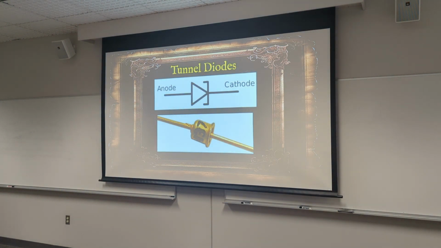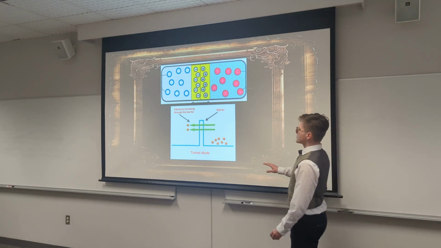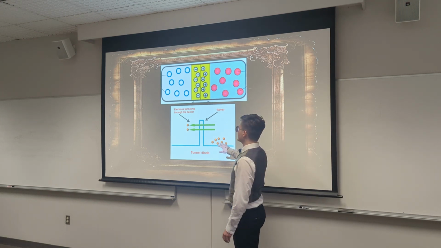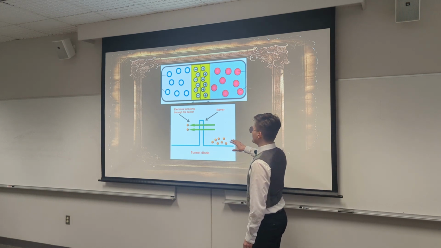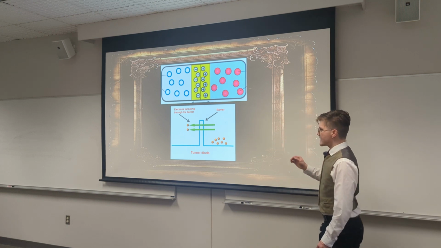Next up, we have tunnel diodes. I don't have much to say about these other than they are used for high-speed switching operations. We don't use them very much anymore, but they have a very thin p-n junction. So the electrons are actually able to quantum tunnel through the p-n junction and pass that barrier.